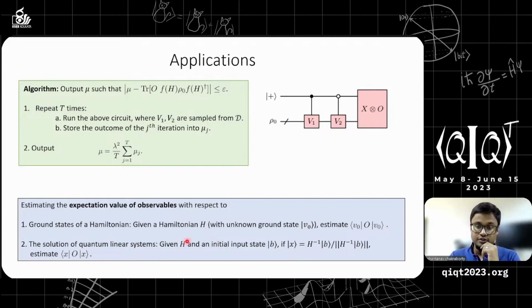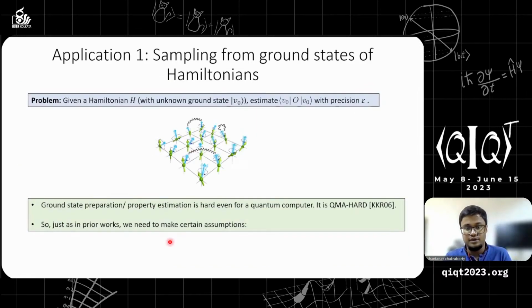And the second application that we give is solution of quantum linear systems. So suppose you have some Hamiltonian H and some input state B. If X is the solution of the quantum linear system, which is H inverse B by norm of H inverse B, then you would like to output an estimate of the expectation value of O with respect to the solution of the quantum linear system. All right. So I'll describe these applications very quickly. I don't have that much time to go into too much detail, but I'll still give you an idea about these applications.